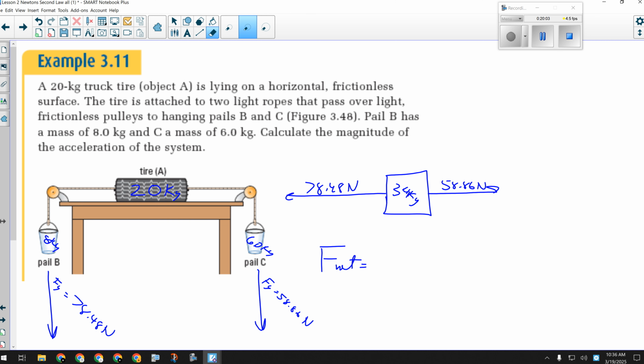Okay, I can't use mass times acceleration yet, but I can use the vector sum of all forces. So that'll be 78.48 plus negative 58.86, because it's opposing, it's going the other way. That should give me 19.62 newtons to the left, and for the tire to the left. Okay, so now I've got the net force. Can I calculate the acceleration now?